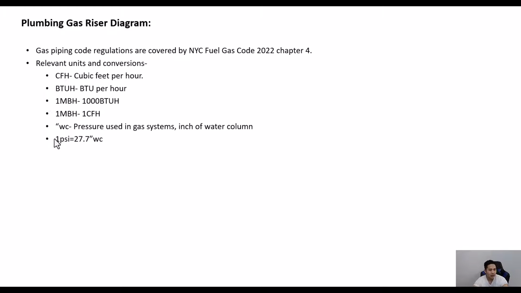Okay, and the next is 1 psi, which stands for pounds per square inch, is equal to approximately 27.7 inches of water column. So whatever pressure is at the bottom of 27.7 inches of water is equal to 1 pound per square inch. And for the conversion from feet of pressure to psi of pressure, you just divide it by 2.31.